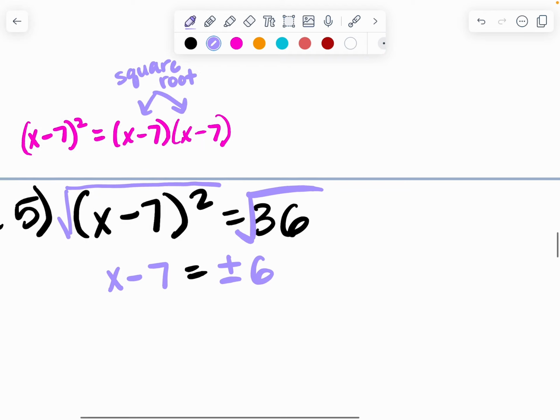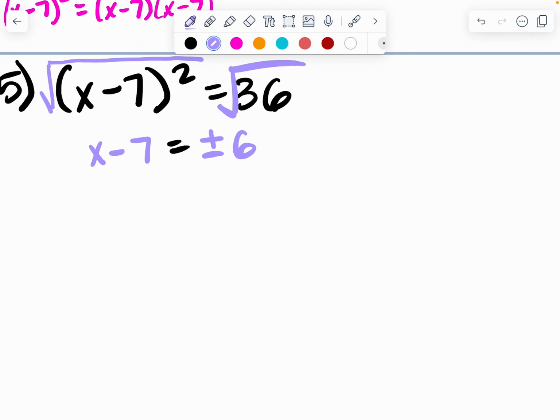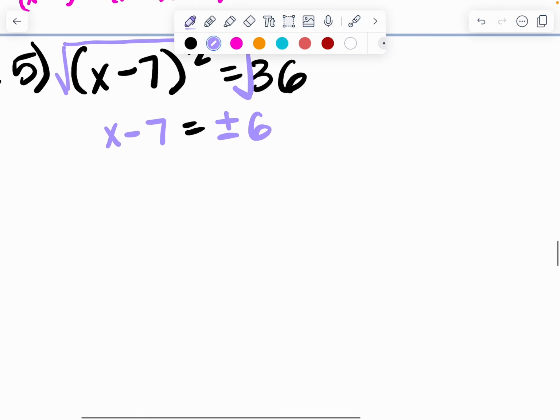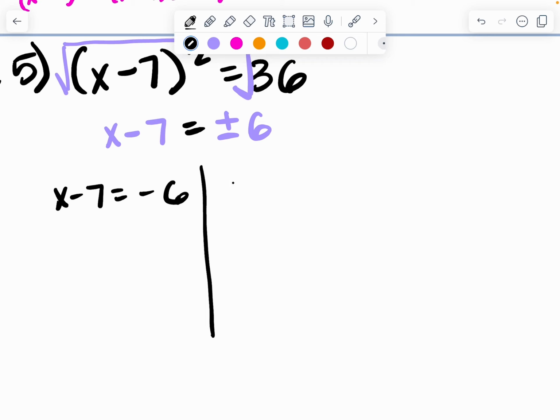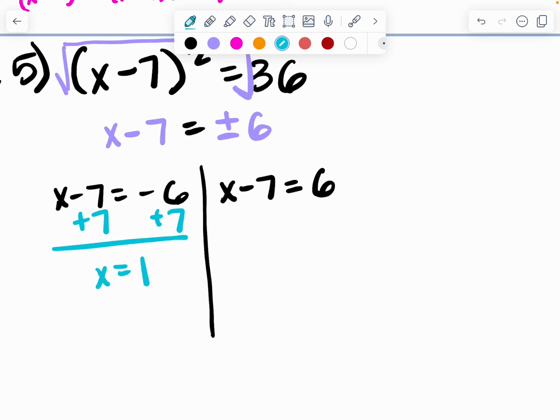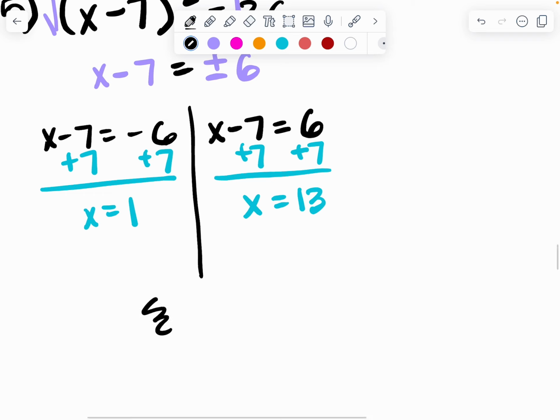Now, this says that x minus 7 equals negative 6 and x minus 7 equals positive 6. So I have to solve it two ways. So I'm going to solve it where x minus 7 equals negative 6. And I'm also going to solve for x minus 7 equals 6. So add 7 and x equals 1. On the other side, if I add 7, x would equal 13. So my solution for this equation is 1 and 13.